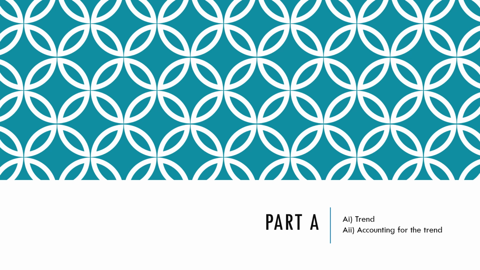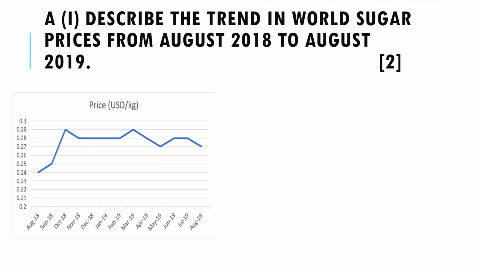Let us begin by looking at Part A questions. In Part A, we will be looking at skills in describing trends and in justifying trends. First, let's look at A1. Describe the trend in world sugar prices from August 2018 to August 2019.